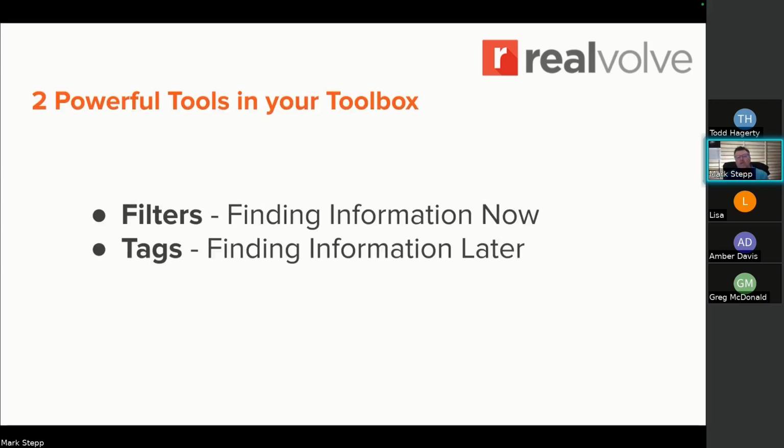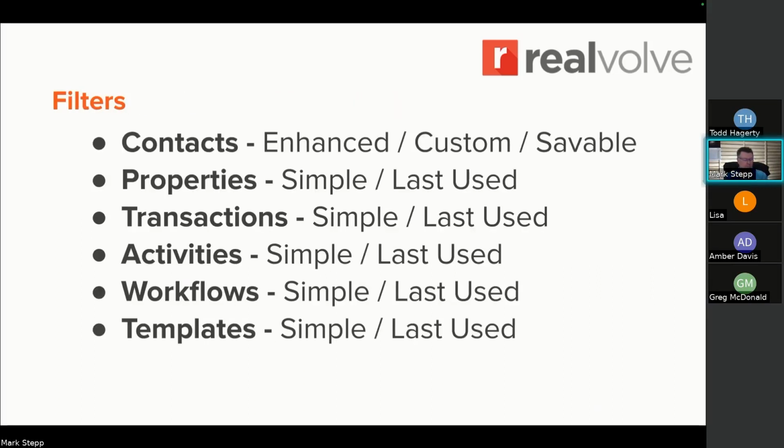So, two powerful tools in your toolbox within Realvolve that I want to cover today. Filters are really used for finding information now. I want to filter something, I want to get to something, I want it now. Tags, on the other hand, are used for finding information later. What is it that down the road I'm going to need to group some information and do something with it? I need to prepare now so that I can use it later. Just keep those two things in your mind for a moment.